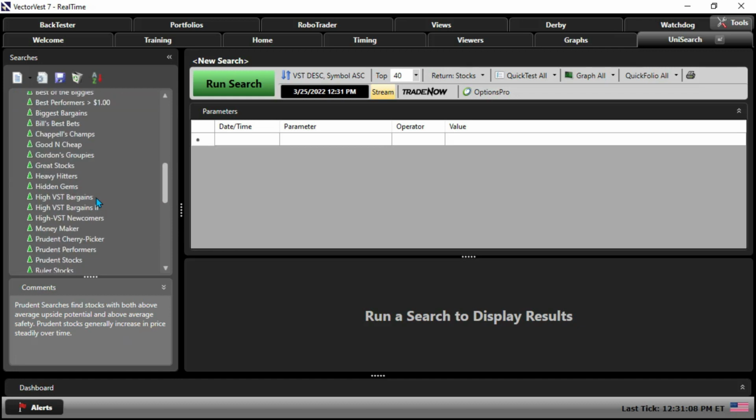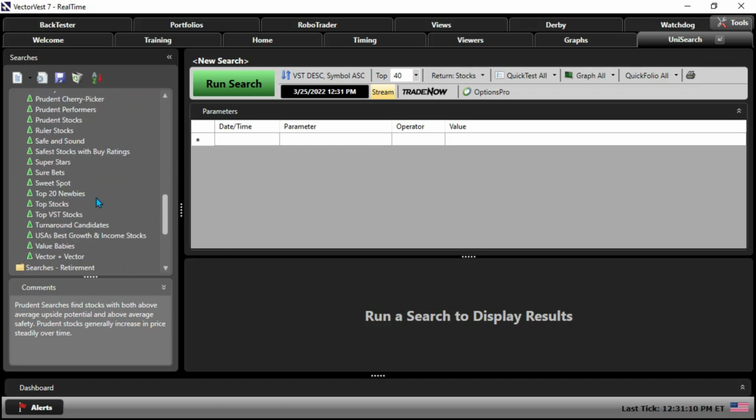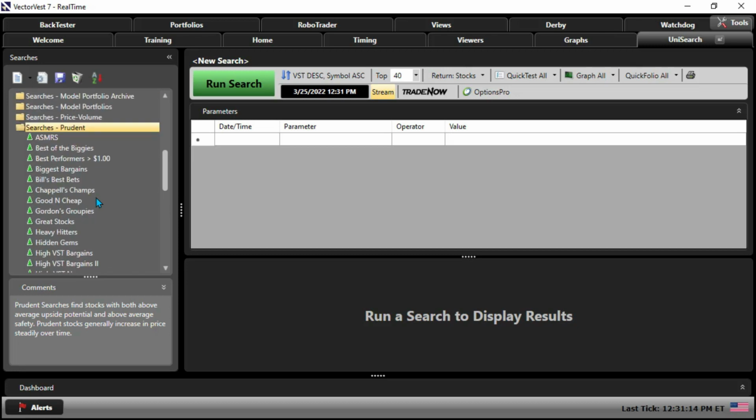Man, now this is the next question that comes up. Glenn, with all of the searches that you have within the software, how do I know what the best search is? We're going to get to that in a second because we do the work, you reap the rewards. So we're going to talk about that. But from a simplistic standpoint, using the VectorVest system, we can help you to hone in on your what to buy.